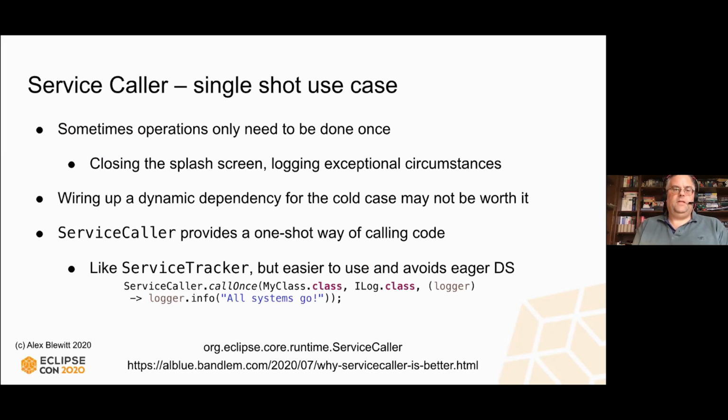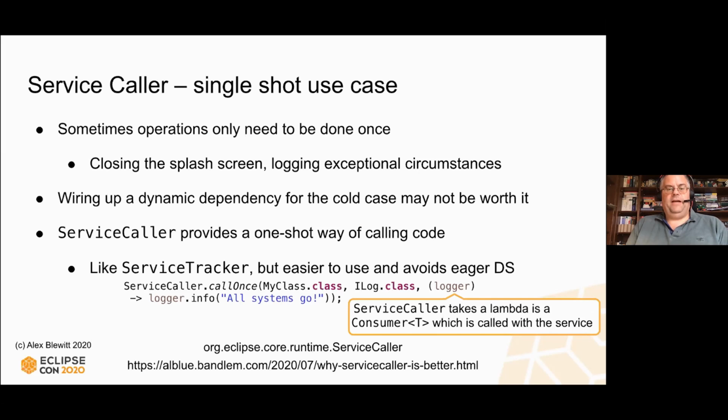We've also created something called a ServiceCaller, and a ServiceCaller is something where you have a single-shot use case for being able to look up a service. In this particular case, we've got an example showing you're doing a call once. So what that's saying is, if I do a call, I'm coming from my class.class, I need an instance of ILog.class, and then I have a lambda which takes that and then passes it into my execution itself. And that's using Consumer<T>, which is one of the other java.util.function things.